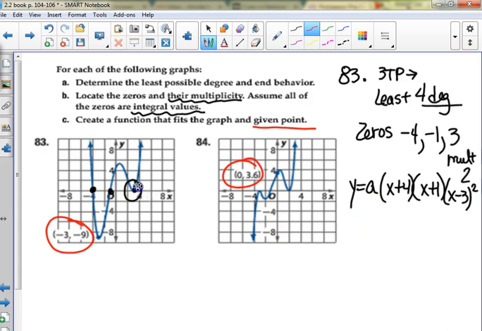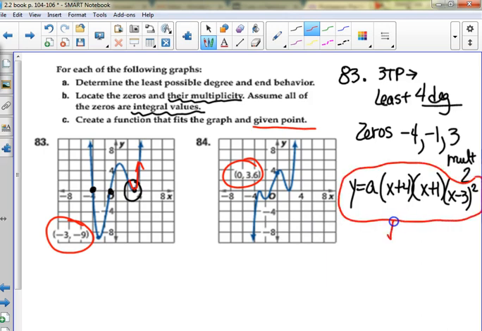Yes. How do you know that 3 has a multiplicity of 2? Anybody? Do you see how the graph hits there at 3 and then goes back in the other direction? It could be 2 or 4 or 6 or 8. It has to be even, so we're going to pick the smallest one that would make it bounce. Does that make sense? Okay. All right.